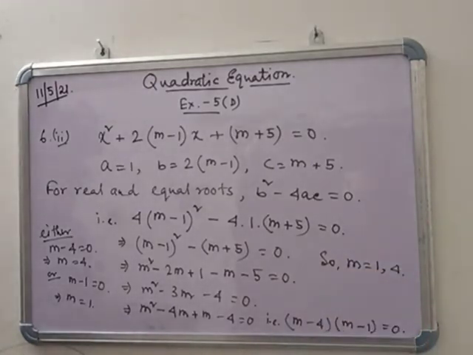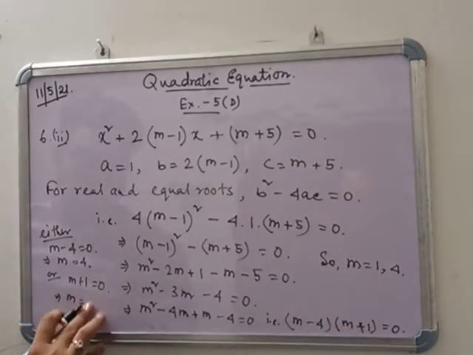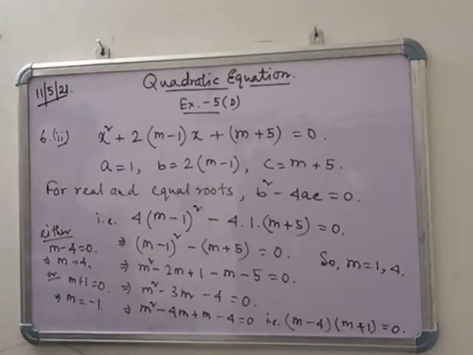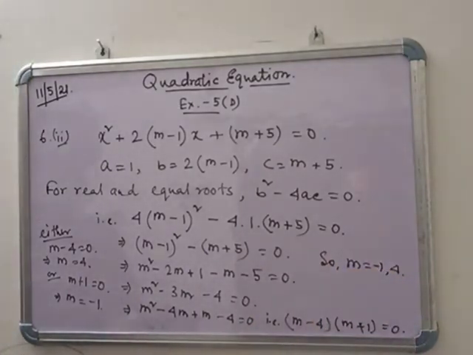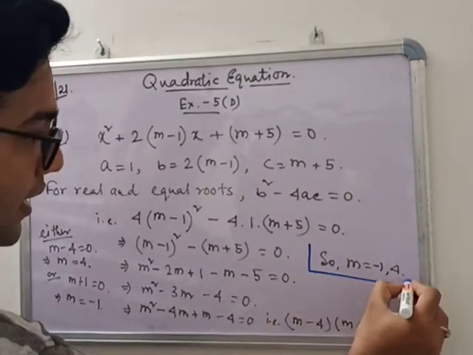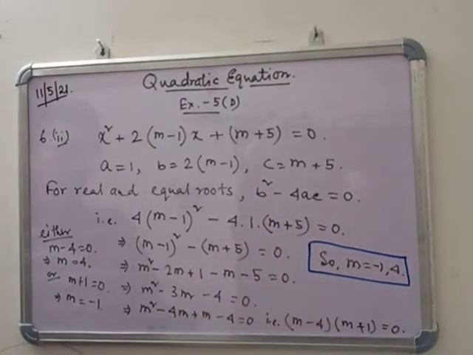So the value is m equals to, sorry, this is plus 1, so we get minus 1 here, so minus 1. So m equals to minus 1 and 4. This is the answer. m equals to minus 1 and 4. Note it down, all of you.